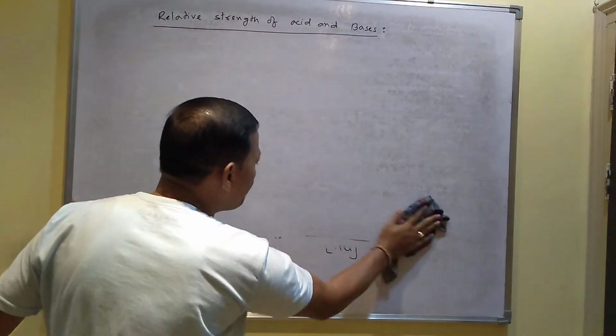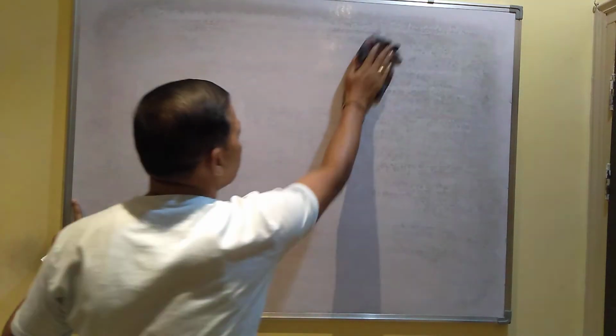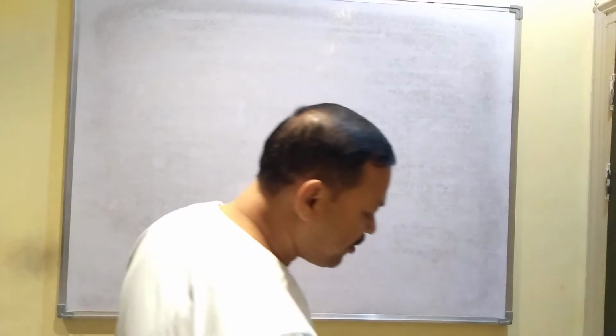You follow the book. In the book you will get a table. In that table the Ka and Kb values for different acids and bases are given, and from those values you can find out who is stronger and who will be the weaker one. So this is the process of how to find out the relative strength of acids and bases.